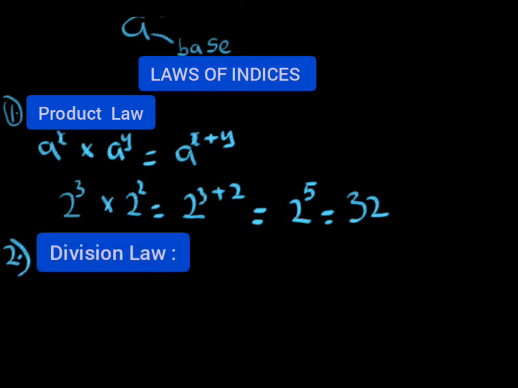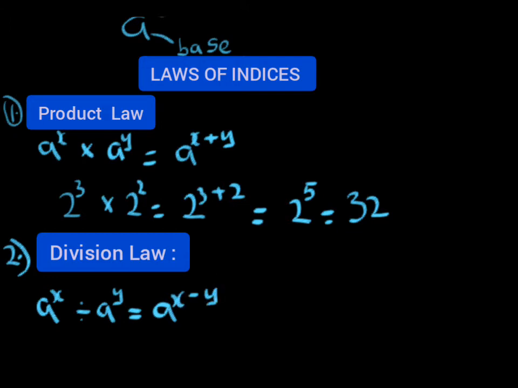Now, how do we handle this? We could be given a raised to power x divided by a raised to power y. We pick one of the bases like we did in the product law, and since it says a raised to power x divided by a raised to power y, we subtract the powers. This is what the division law would be.